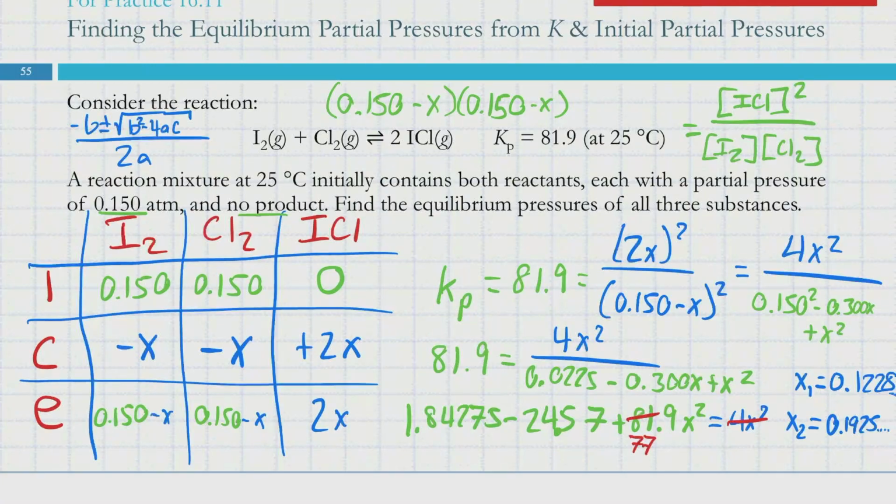There's only one equilibrium state, so we have to choose the one of these that makes sense given our problem. So we're looking at our equilibrium concentrations for iodine and chlorine. They're 0.150 minus x. If we subtract 0.1925 and the other stuff, we'll end up with negative numbers for concentration, which we can't have. And so x1 is our solution here.